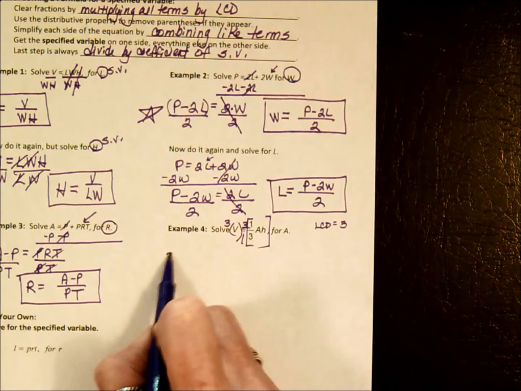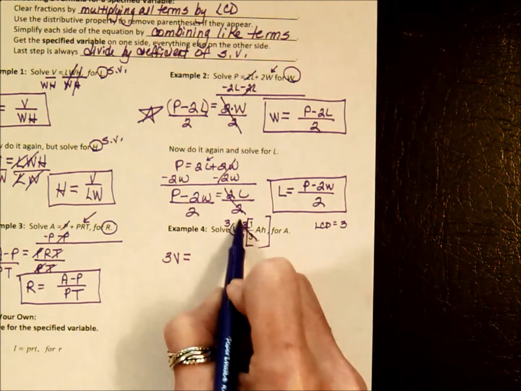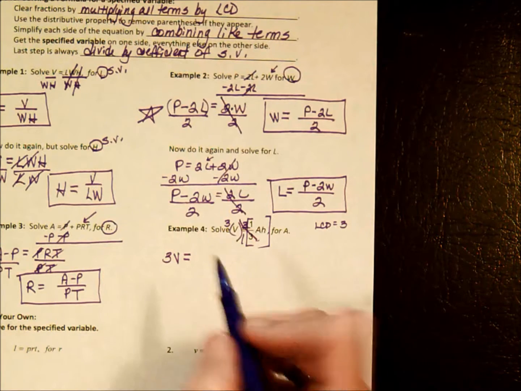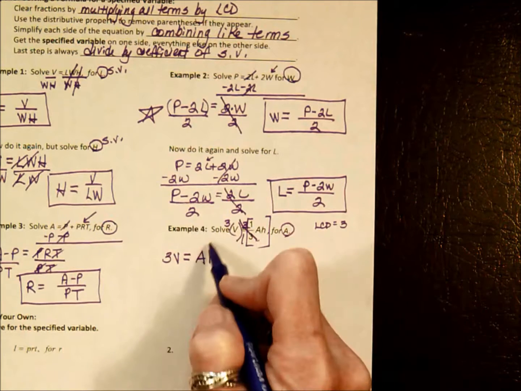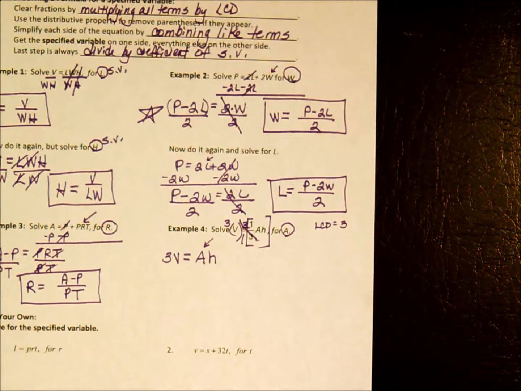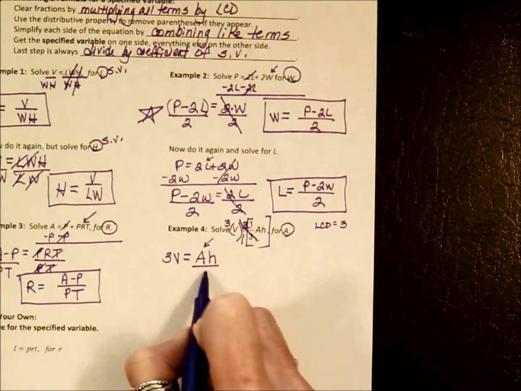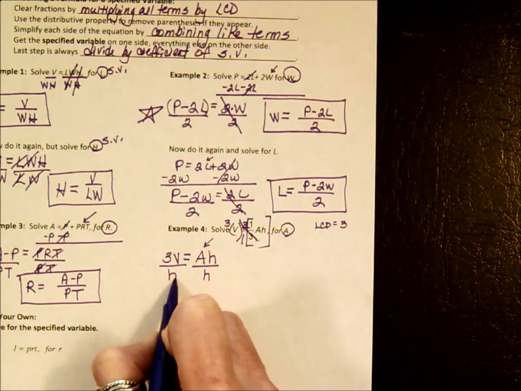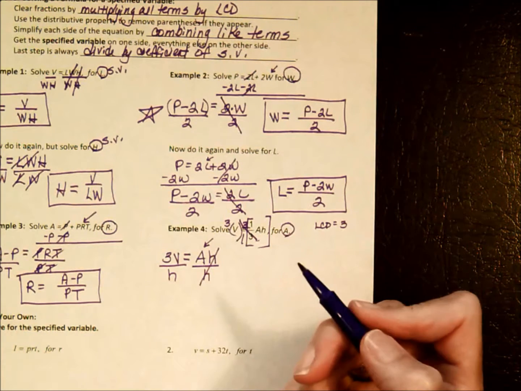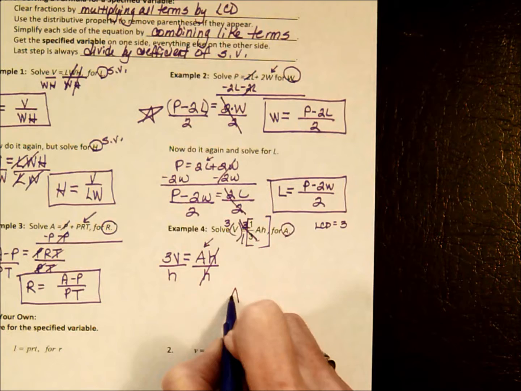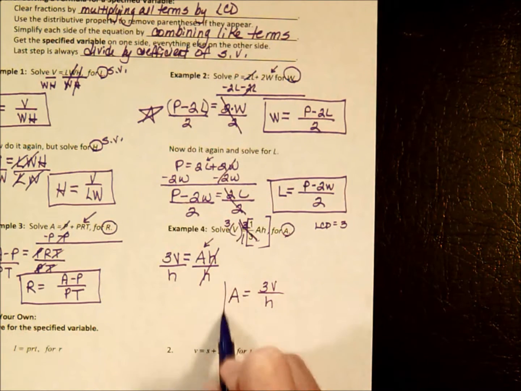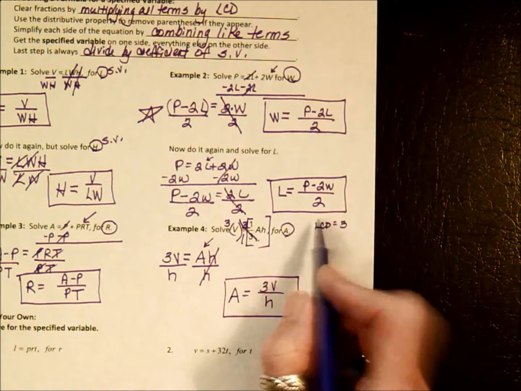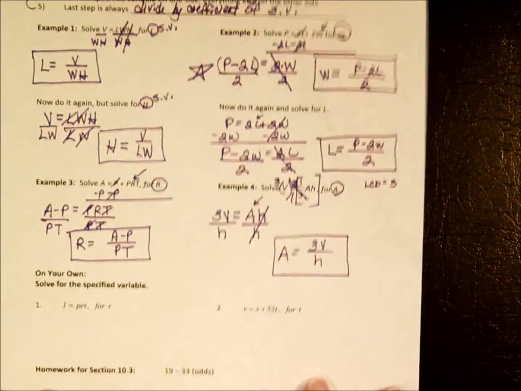So on the left I have 3V. Those 3's cross cancel. That was the whole point. And I have a 1 times AH. And we are looking for A. There it is. There's no distributive property, no like terms to combine. It's already isolated. So all I have to do is divide by H. H over H makes a 1, and we get A equals 3V over H. So getting rid of the fraction first is critical in solving these.